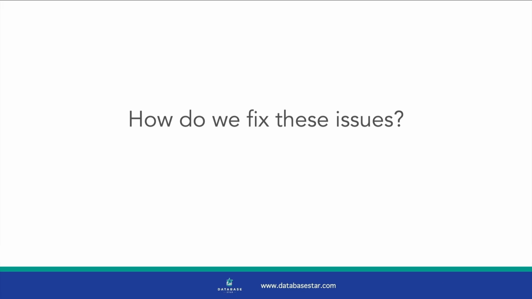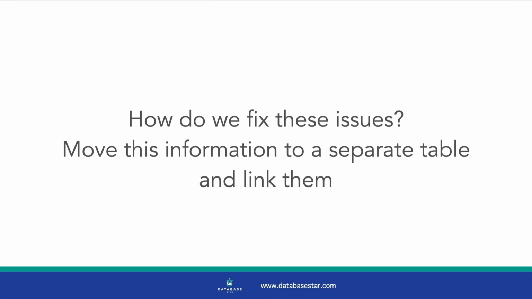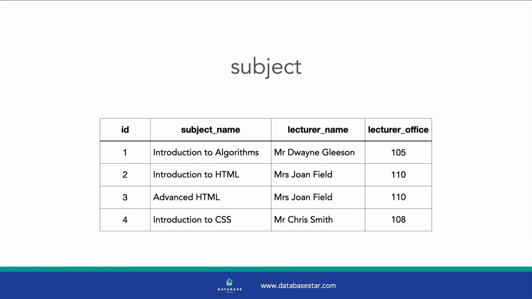So how do we fix these issues? We can move this information to a separate table and then link these enrolment records to the new records we create. We start by creating a new table called subject. We have an ID, which is the primary key. We have the subject name, the lecturer name, and the lecturer office, which we moved from the subject enrolment table. Notice how we only have one record for each subject here, even though there are multiple enrolments for the same subjects. We only need one record for each subject.